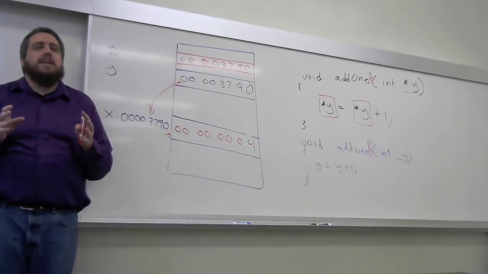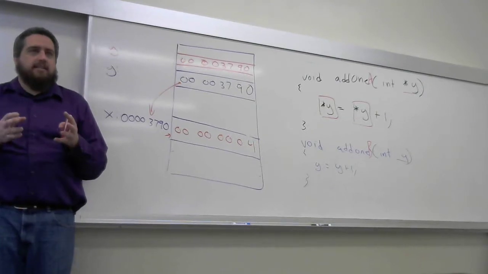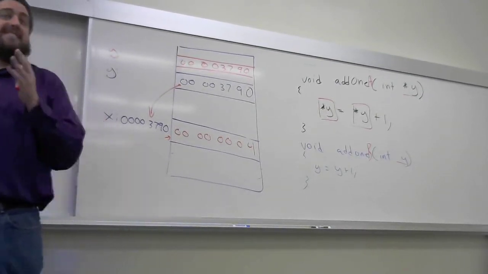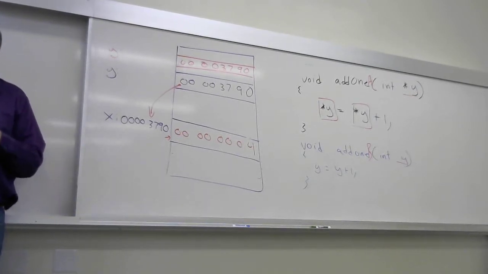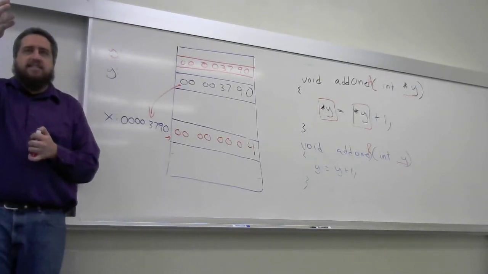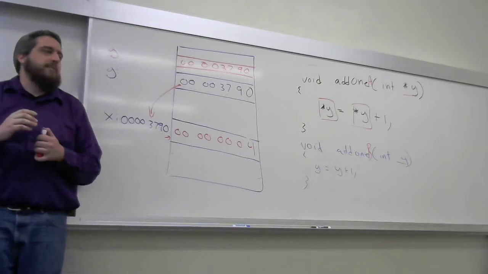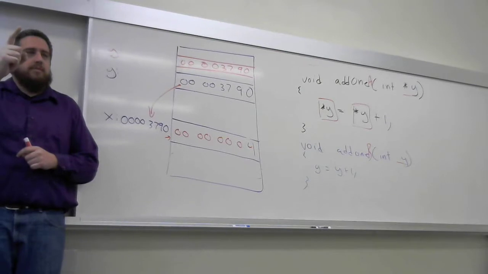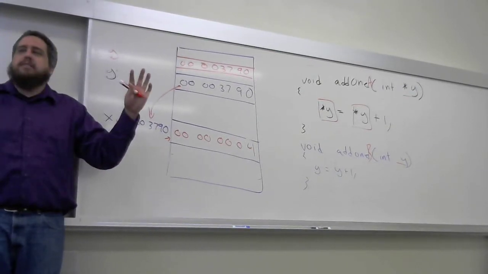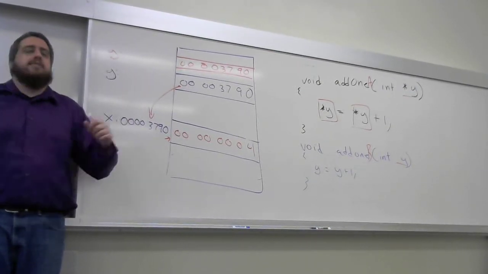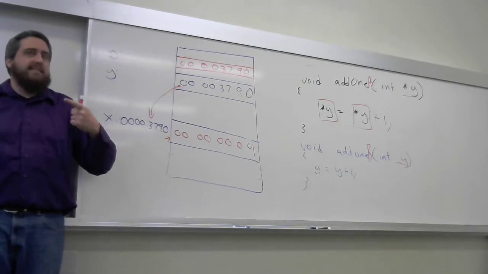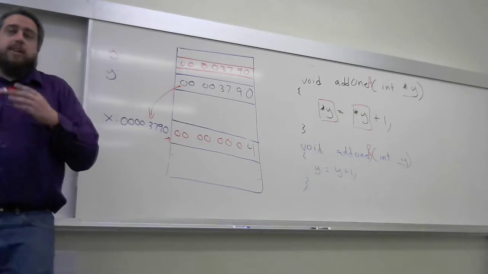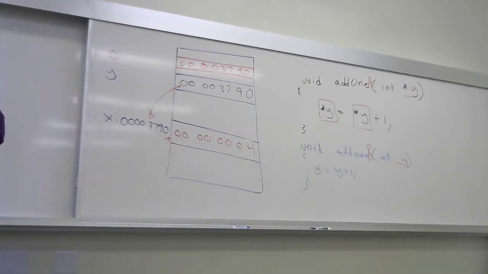Fundamentally, what we want to do is we want to be able to share data. We want two or more functions to be able to share the same piece of data. Really what we want is two different places to share one value. And the way you get two different places to share one value is to have those two different places point at a single value.